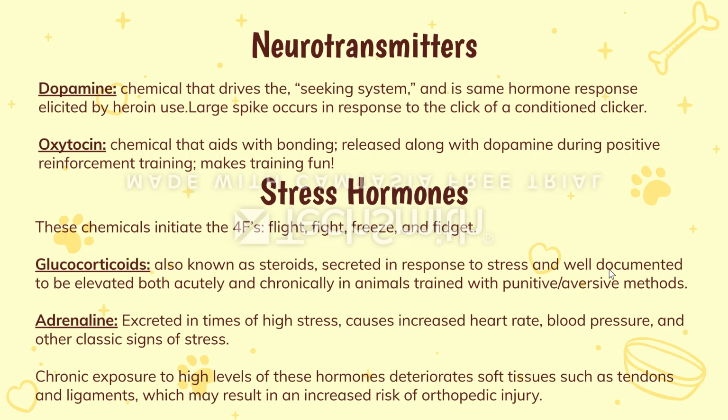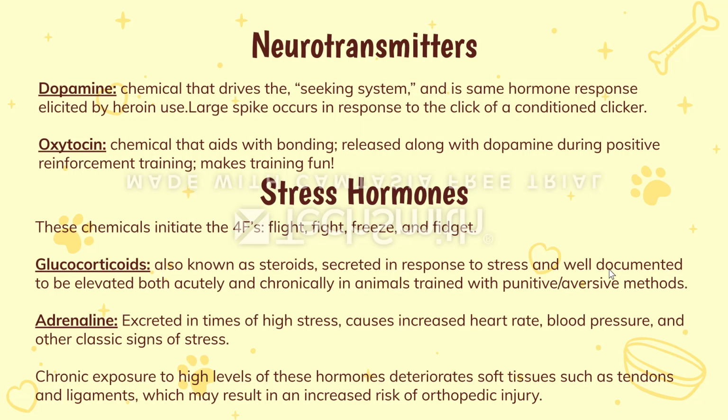So dogs that are trained with prong collars, e-collars, choke chains, physical reprimands, those sorts of things have been shown to have higher steroids in their system, both immediately after the punishment occurs and on a long-term basis. So basically, these are animals that, by comparison, are chronically stressed.